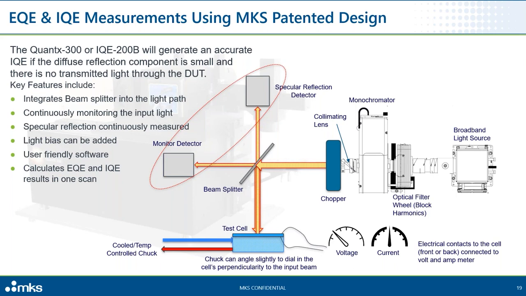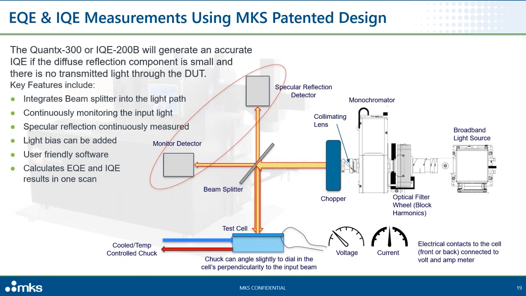And this beam splitter takes the same light coming through as we've previously discussed. So you have a light output coming into this beam splitter. It's chopped, monochromatic, and the beam splitter will allow a percentage of the light to go through to a monitor detector. And the rest of the light is then reflected downward to your device under test. The device under test will have a small component of reflected light coming back up to that beam splitter, where a portion of that will go through the beam splitter, and then the specular reflection detector will be measuring that.